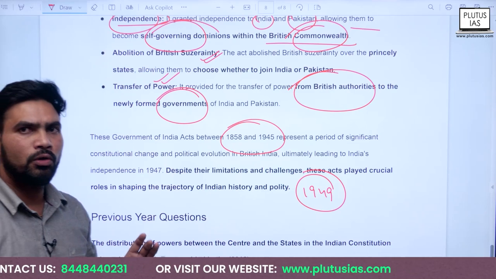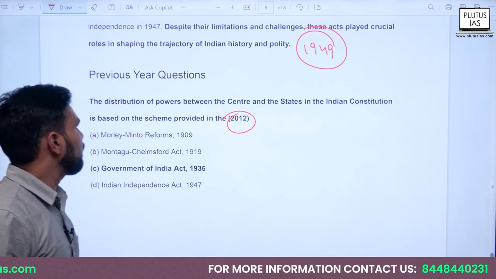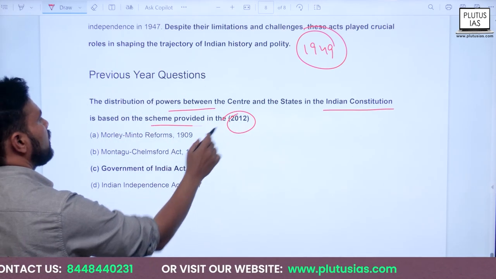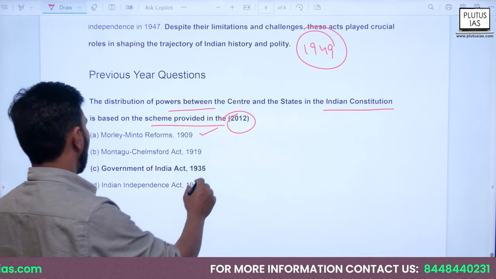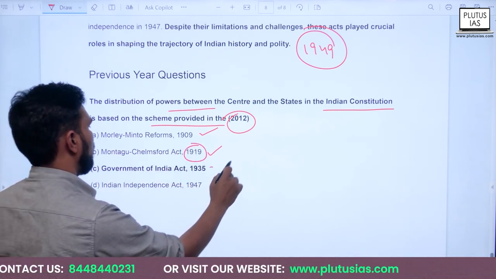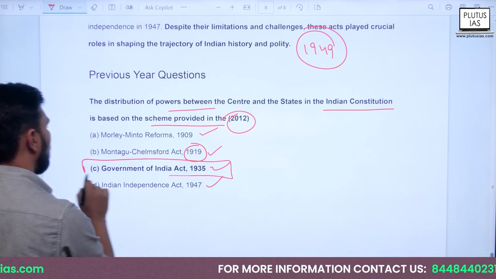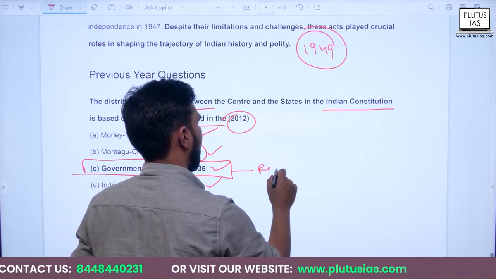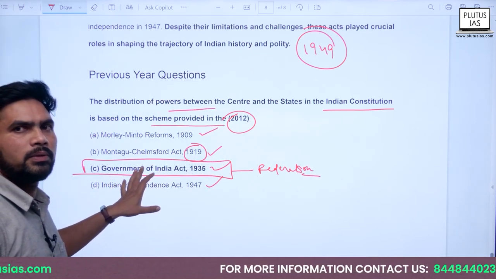Right. Now we will see one MCQ from this topic, which was asked in previous examinations. This question was asked in 2012. The question is, the distribution of powers between center and states in the Indian Constitution is based on the scheme provided in which of the following acts? The options are Morley-Minto Reforms 1909, Montagu-Chelmsford Act of 1919, Government of India Act of 1935, Indian Independence Act of 1947. The correct option is option C, Government of India Act of 1935, because here the system of federation has been introduced.